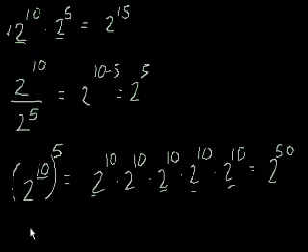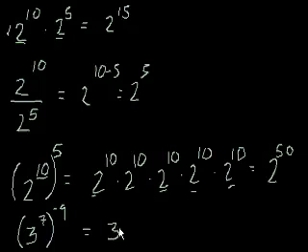So let me give you another example. If I said 3 to the 7 and all of that to the negative 9, once again, all I do is I multiply the 7 and the negative 9, and I get 3 to the minus 63. So as you see, it works just as easily with negative numbers.